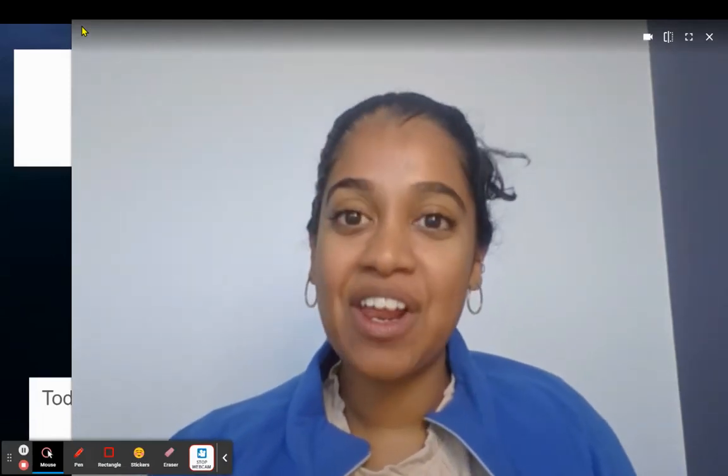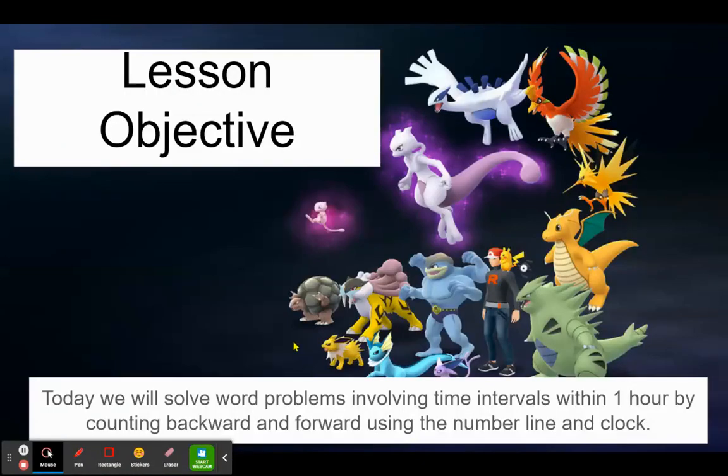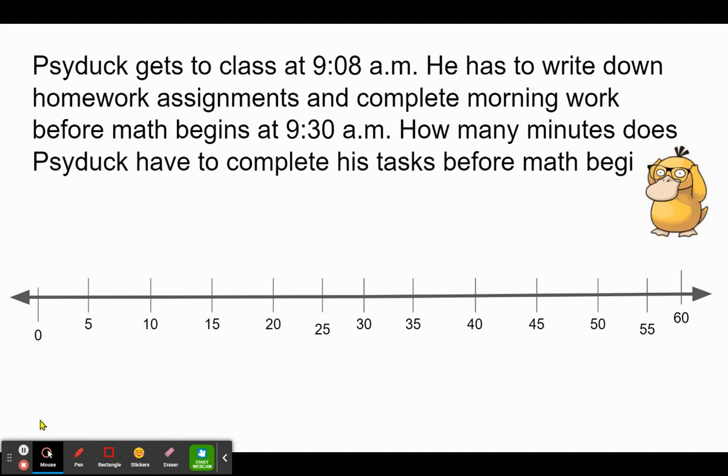Let's go ahead and get started by looking at today's lesson objective. Okay, so today we will solve word problems involving time intervals within 1 hour by counting forwards and backwards using the number line and clock. All right, let's go ahead and take a look at our first problem.